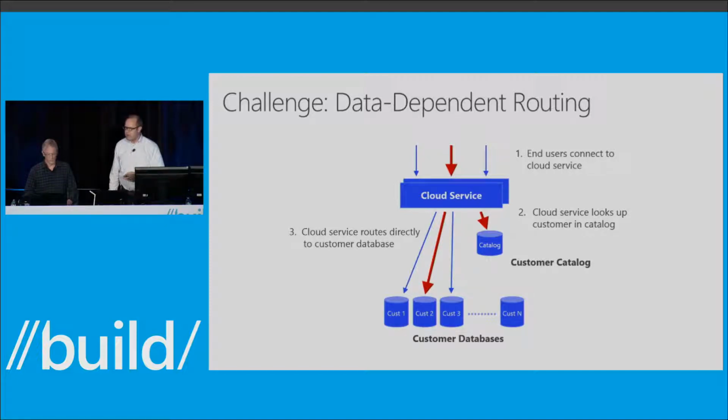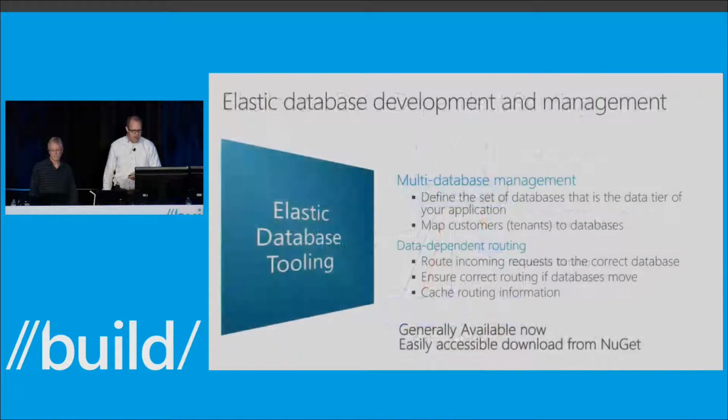So that's the first challenge that most, if not all, SaaS providers have to deal with when they're using multiple databases. You can obviously go ahead and write all that code yourself, implement the mapping store, keep track of all of the databases that participate in your data tier. You can implement that yourself. However, we are providing you a lot of help with the Elastic Database tools. It includes a set of libraries that's specifically targeted at this problem.